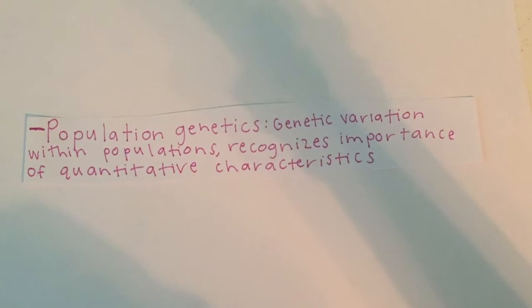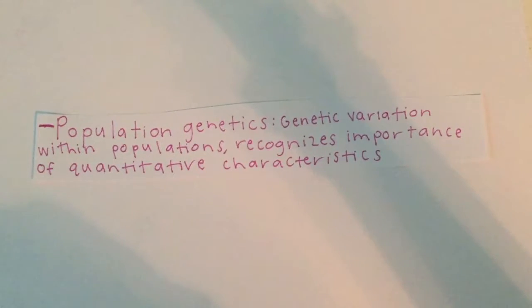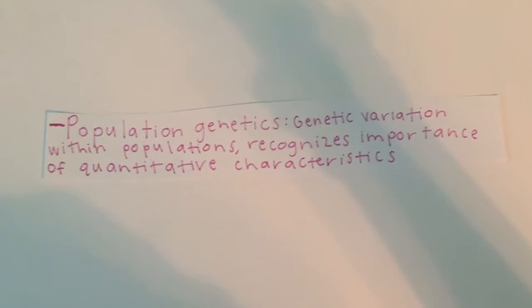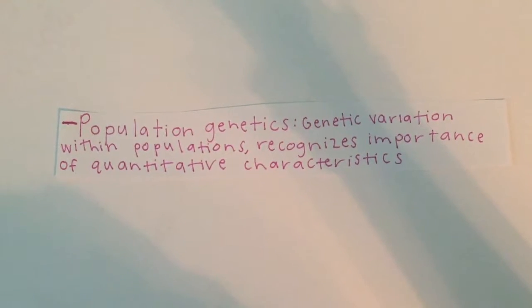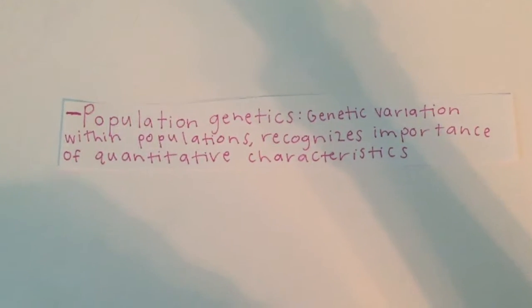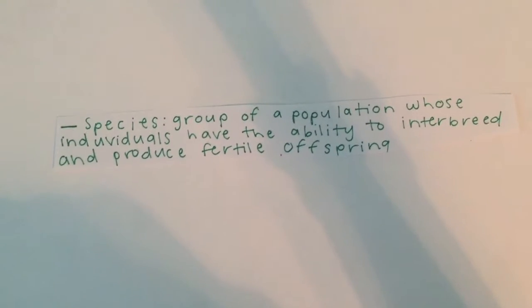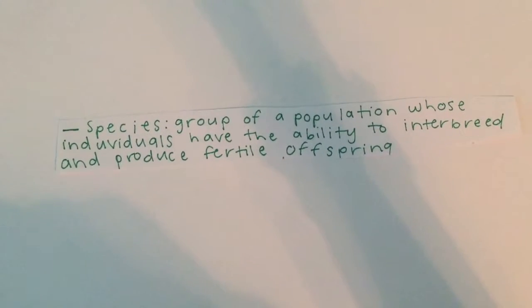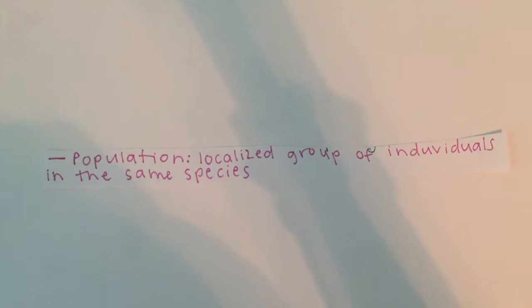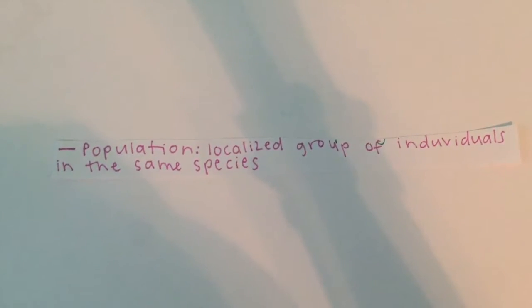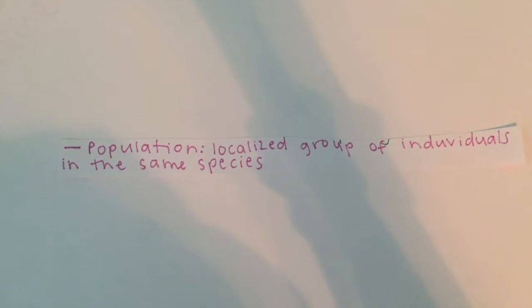So we'll be going over some vocab words. First, we have population genetics. This is genetic variation within a population. It recognizes the importance of quantitative characteristics. Species are a group of the population whose individuals have the ability to interbreed and produce fertile offspring. Then bigger than species is the population, which is a localized group of individuals in the same species.